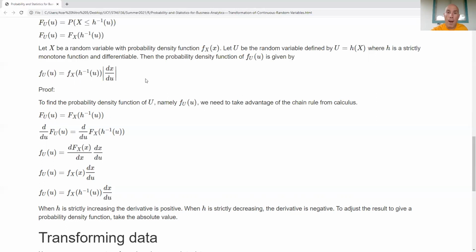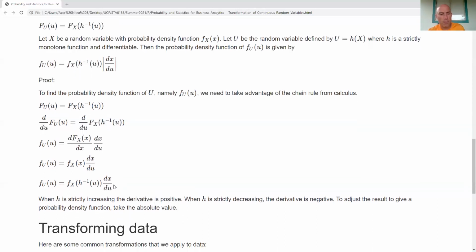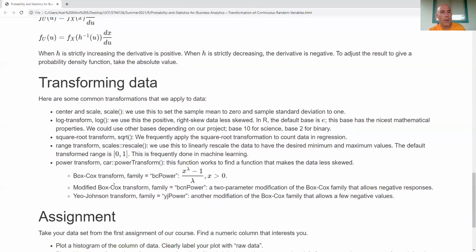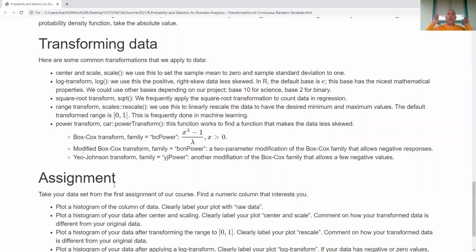Now, something about this. When I work with this, I need to express the derivative of x with respect to u in terms of u. So this is an important point if you're going to be using this: this dx du, I need to write it in terms of u, not x. So I'll need to use an inverse function or something like that. All right, so that is transforming variables.